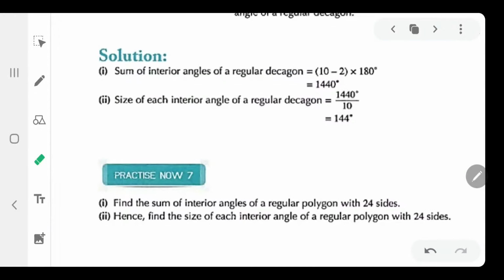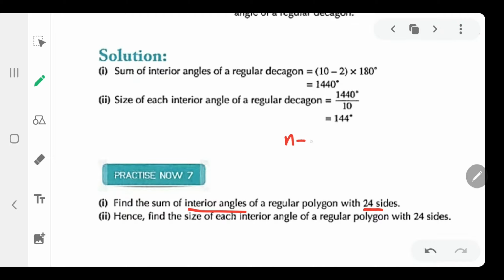Bismillah Rahman Rahim. Now here we are going to solve practice 7, which says to find the sum of interior angles of a regular polygon with 24 sides. So first we have to find the sum of interior angles of this regular polygon with 24 sides. We use the similar formula for how to calculate the sum of interior angles.